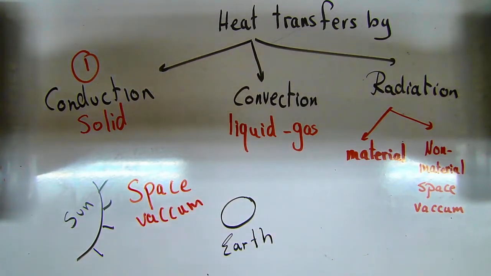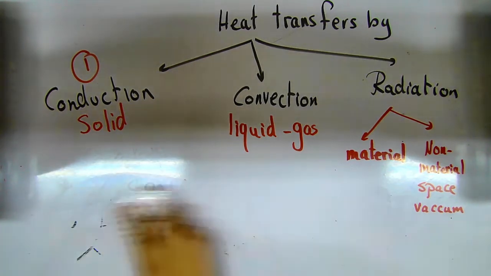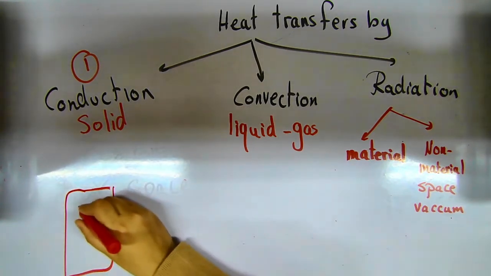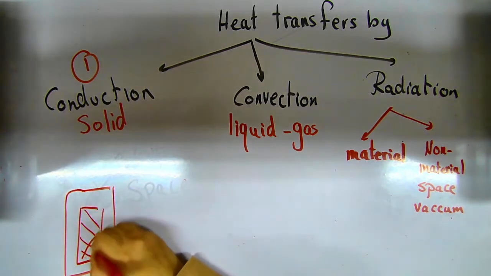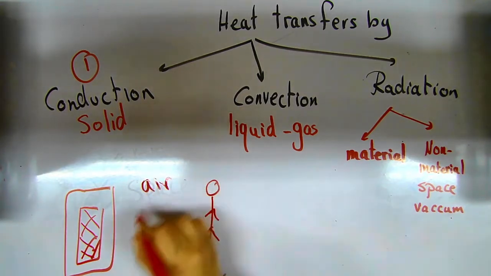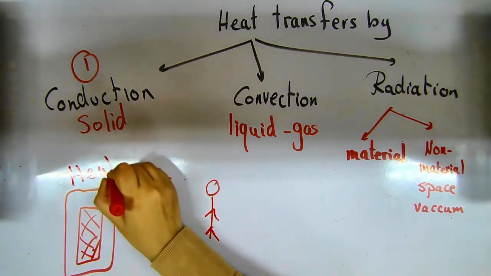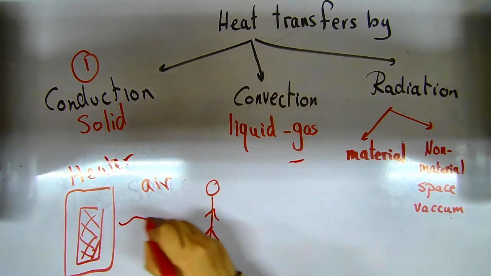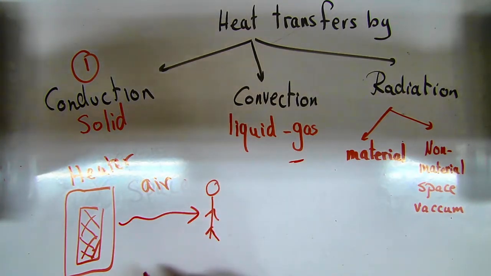Heat transfer by radiation occurs through material medium and non-material medium. The heat is transferred from the heater to our body by convection and radiation. If we are going to talk about the heater, when I stand in front of the heater, there is air between the heater and our body, so heat will transfer by convection and also by radiation.